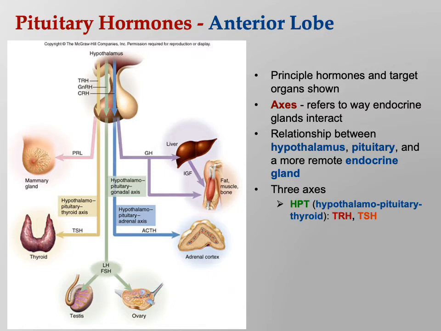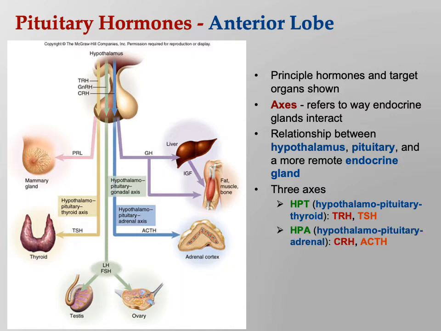So 3 axes, we see the HPT axis, the hypothalamo-pituitary-thyroid axis. This is connecting the hypothalamus with the pituitary with the thyroid. So the hypothalamic hormone, TRH, the anterior pituitary hormone, TSH, and what hormone is actually going to come from the thyroid then? Yeah, thyroid hormone. See, a natural chain of command.